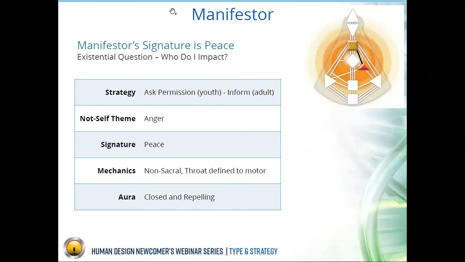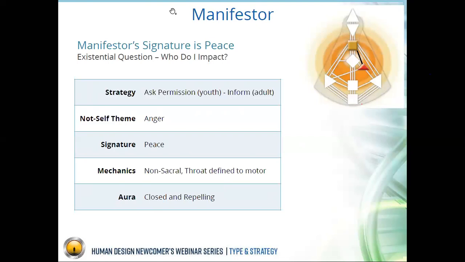So like Ruth said, I'm a manifestor, and the existential question, so all of the types have an existential question, and the manifestor's is, who do I impact? The thing to understand about manifestors is that it's not so much that we're here to impact, we just do. We impact. No matter what we're doing, we're making an impact. We can't do anything without impacting, whether we know that or not. And most of the time, we're not even paying attention to the impact that we have on other people.